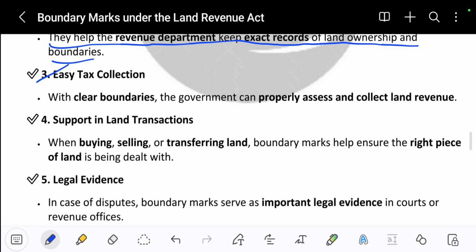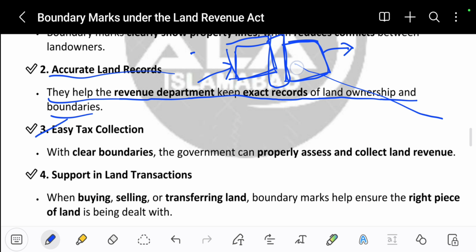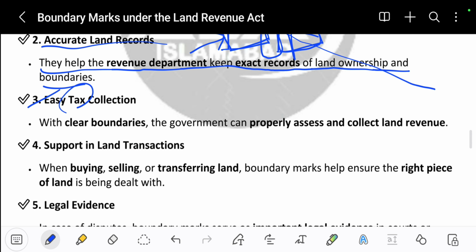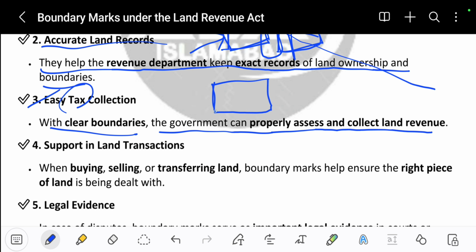Third point is easy tax collection. Obviously, if you have your lands divided properly, then the tax collection itself becomes easier. With clear boundaries, the government can properly assess and collect land revenue. Obviously, if this portion belongs to you and this portion belongs to another person, but if there is no boundary, what will happen is that your land will be combined.